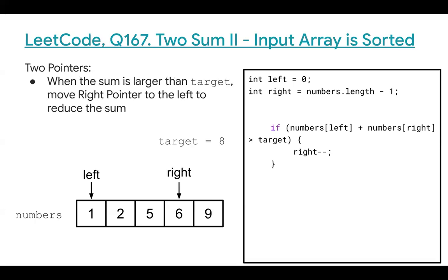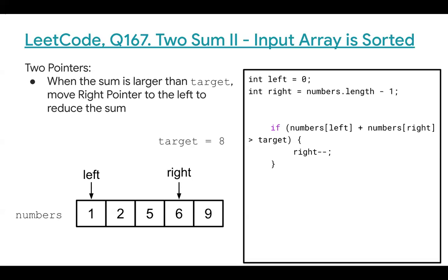Agree? So we have some code like this, right? If their sum is larger than target, we should move the right pointer to the left by decreasing it. So we can reduce the sum. So right minus minus. Okay, now in this demo, we can see now the right pointer refers to 6.